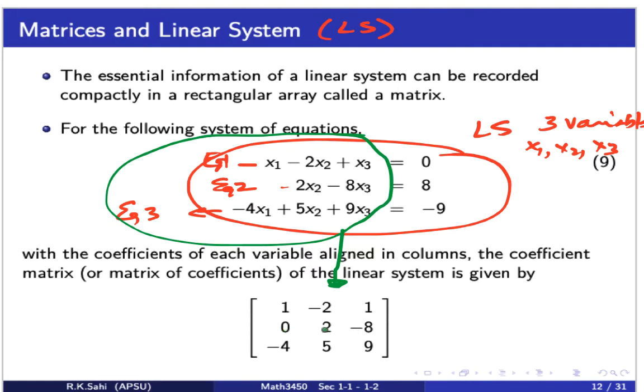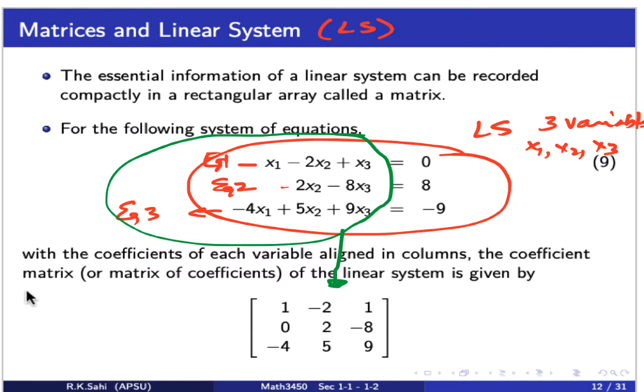I'm making sure that I am keeping in mind that x1 is the first variable. So the x1s are going to be represented by the first column. I'm making sure all the x2s are at the same place. So the x2s are together: minus 2, 2, 5, and the x3s are 1, minus 8, and 9. Before we write the matrix form of the left-hand side, we make sure that all the x1s are written first, the x2s second, and the x3s third. And once you follow the convention for the first equation, you make sure the other equations, however many there are, follow the same convention. Because when you write x1 and then put x2 in its place, that's not right.